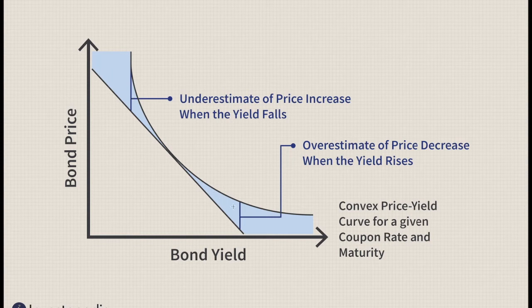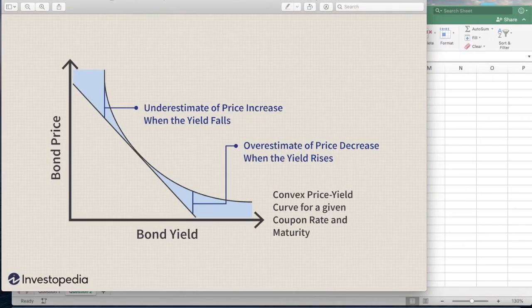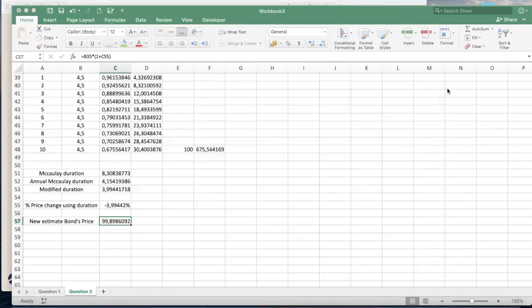So in order to fill this gap, we add a new measure to the duration measure. This new measure is called the convexity measure. When mixing both the duration and the convexity measures, we should have a new estimate closer to the real new price of the bond. And we'll check it out right now by answering question number 3.